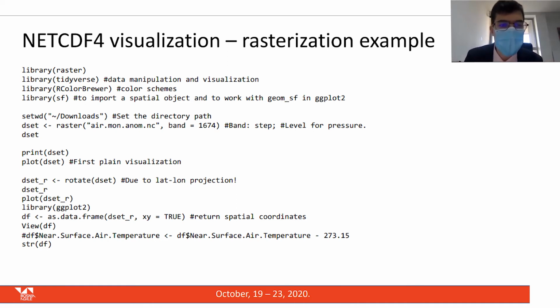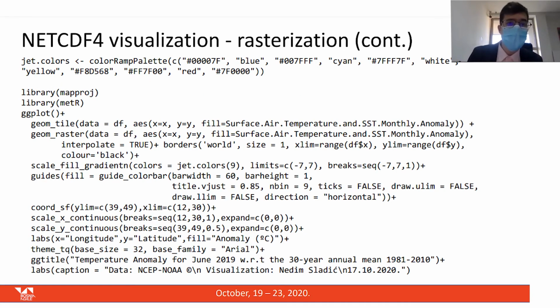So I rotated my data set, plotted again, and in the ggplot I put the rasterization parameters such as the new data set that I rotated, and also XY to be true, so I can have spatial coordinates in order to get those tiles. After that, I defined the palette, I mean, I defined the scale with the colors I want to use, and then I imported some libraries in order to get my plot.